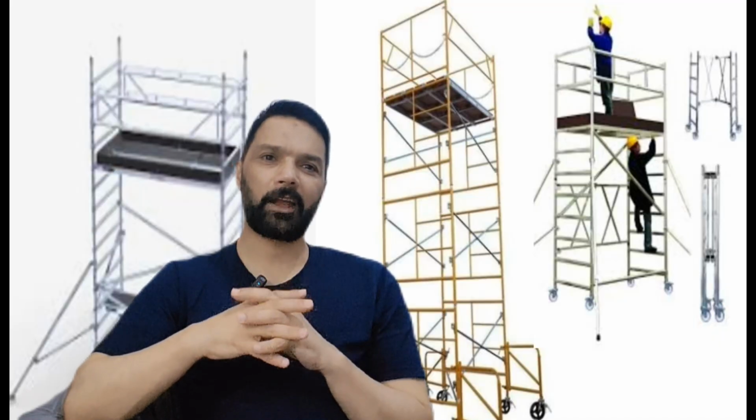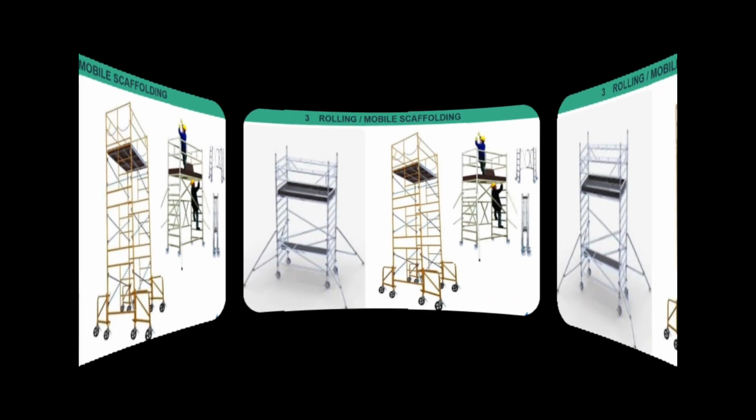Rolling or mobile scaffold. This scaffold is fitted with wheels, allowing movement. It is used for indoor maintenance, electrical work and light construction work. Safety focus. Caster wheels must be locked while working on it. Never move this scaffold with workers on it. And the surface must be level before use. Mind it, wheels must be locked before climbing on it.